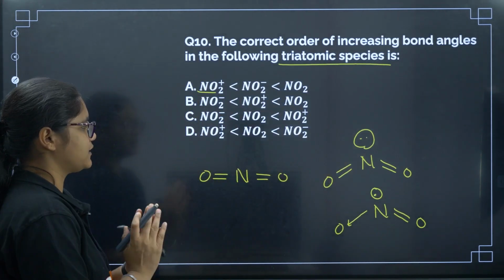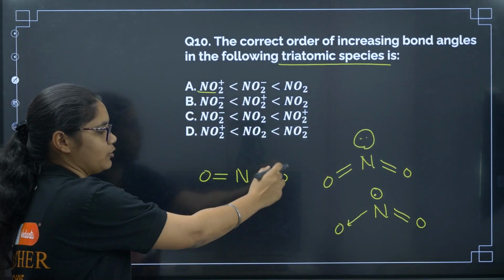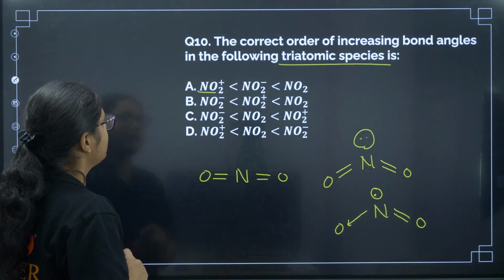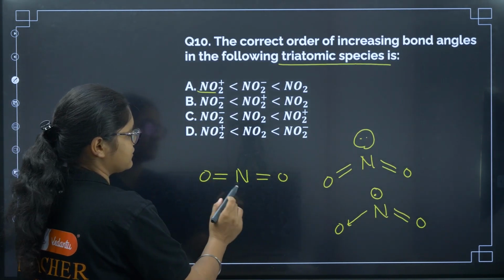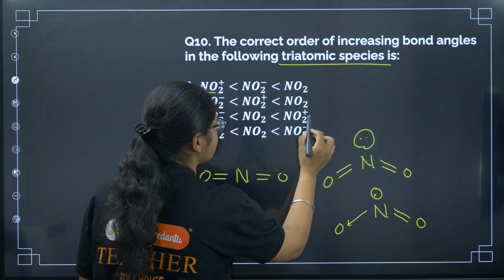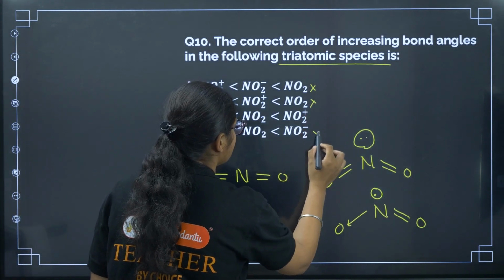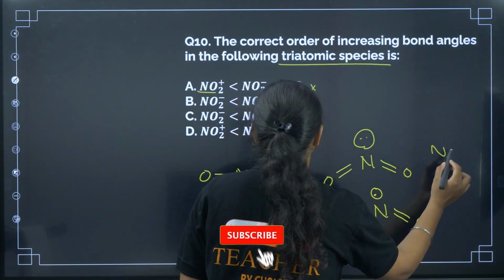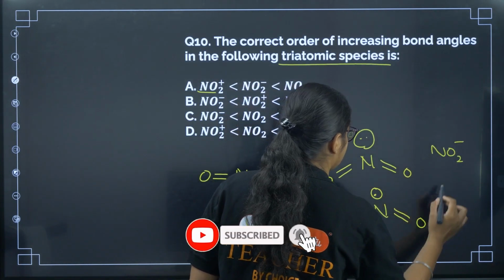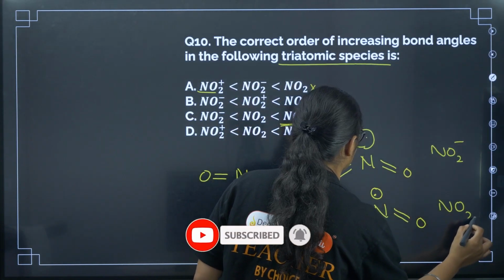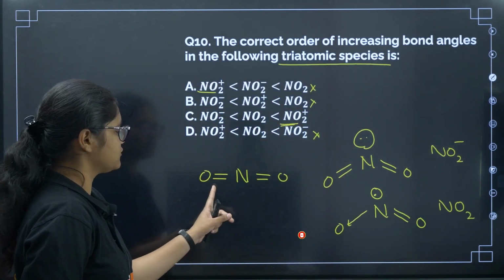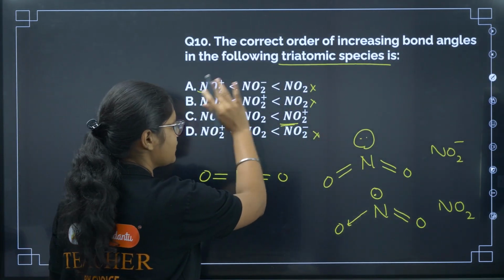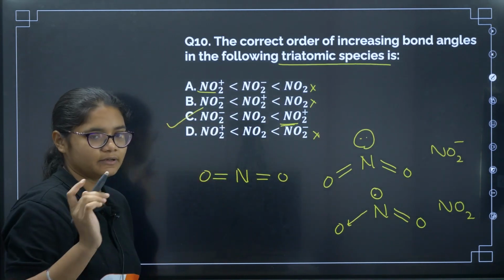So now if you see the structure carefully, here it is a linear molecule. A linear molecule will have the highest bond angle, so NO2 plus will have the highest bond angle, right? So we have only that one option here. But we will check the other compounds also. Here it is NO2 minus and this one is NO2, right? So first of all, because of the linear molecule, this will have the highest bond angle. So from the options we have already seen that option C will be the answer.